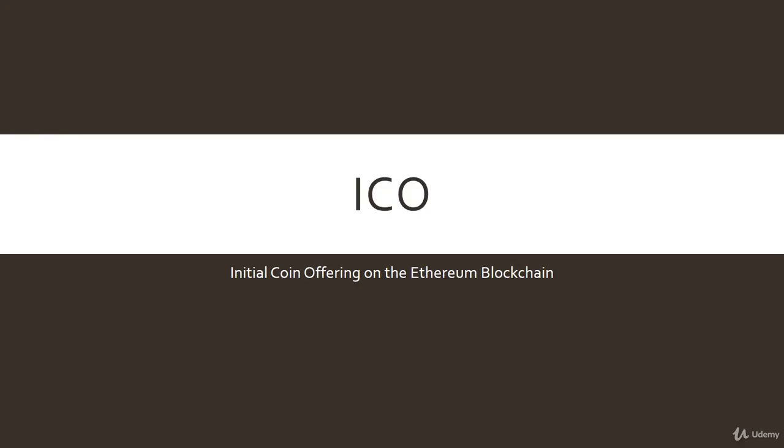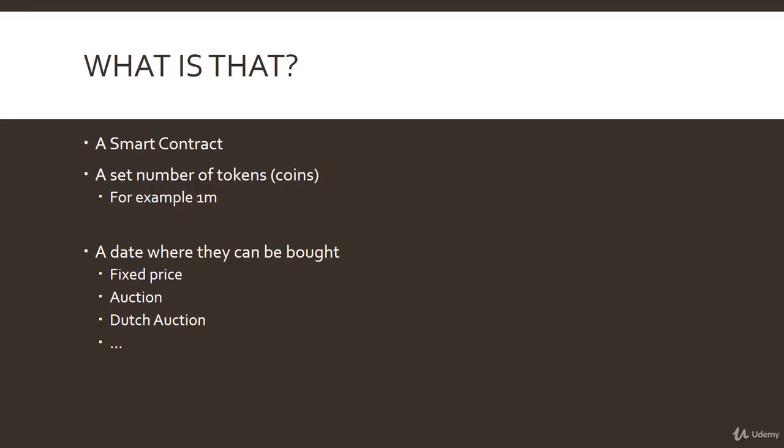Hi and welcome to this lecture about initial coin offerings on the Ethereum blockchain. Let's have a look first at what exactly that is and how it's done technically. Well, an ICO is nothing else than publishing a smart contract, a token contract, on the Ethereum blockchain.